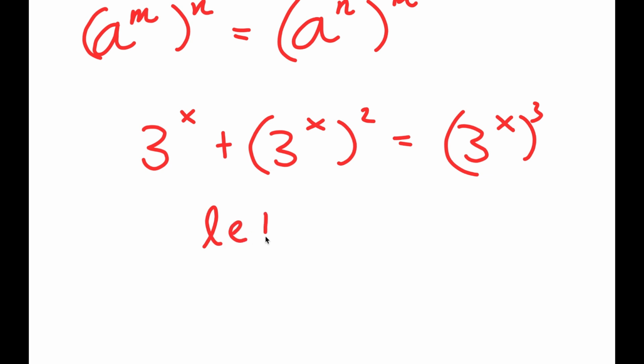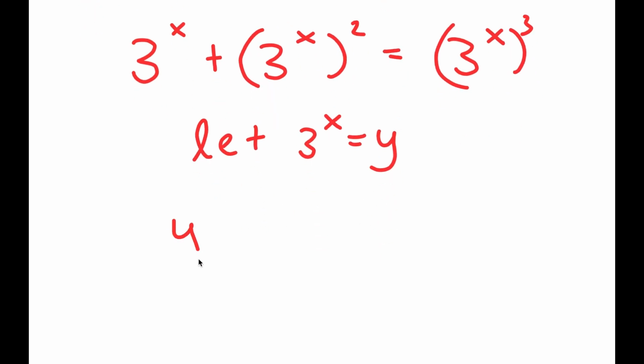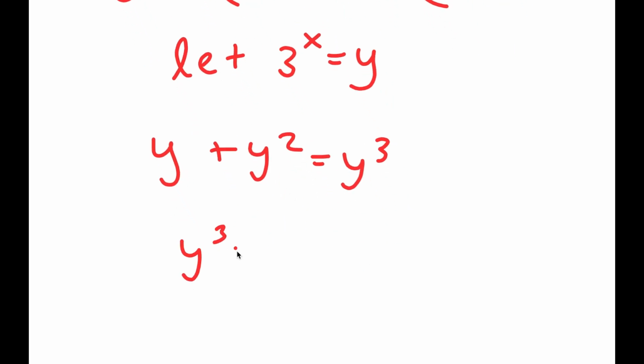And now I'm going to let 3 to the power of x equal to the variable y. So I get y plus y squared is equal to y to the power of 3. And from here, I get y to the power of 3 minus y squared minus y is equal to 0.